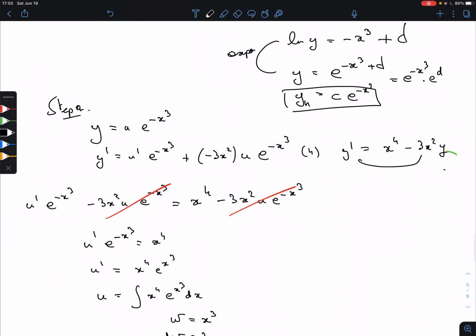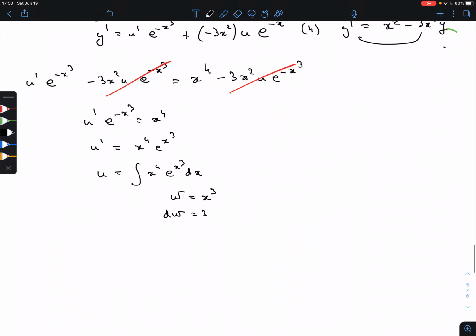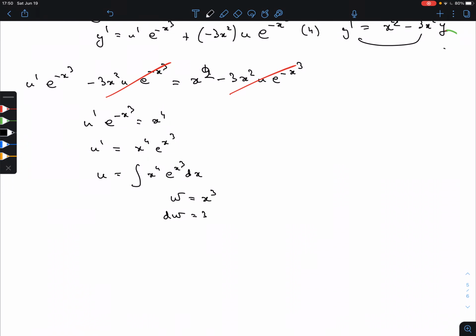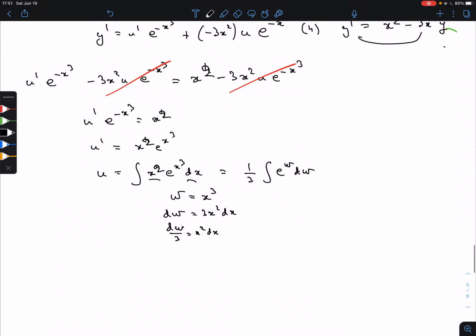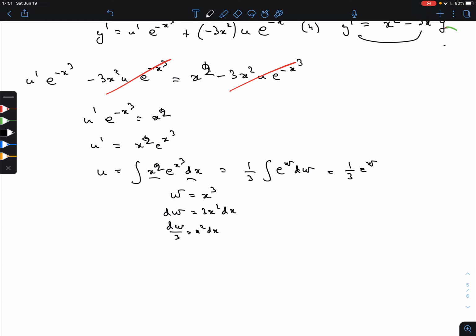So where would this come up again? Here again, and then here. x squared, x squared, x squared, x squared. So that's what it's supposed to be. So 3x squared dx. So dw over 3 is equal to x squared dx. That's what we have. So this is the x squared dx, that's the dw over 3, which the 1/3 took out already. And that of course is just 1/3 e to the w.